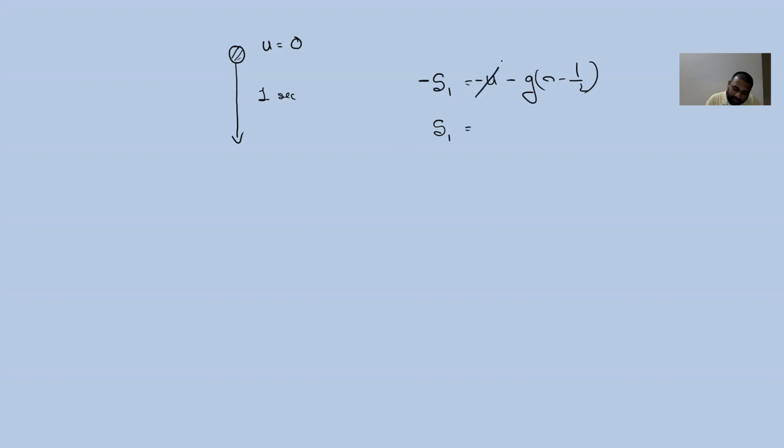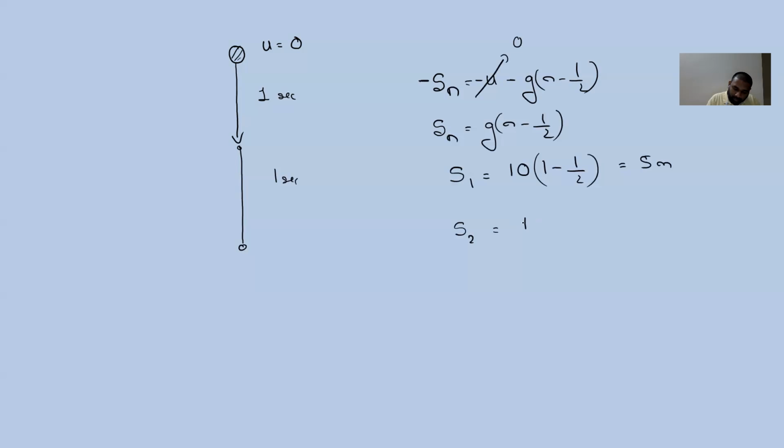So u is equal to 0, and s_n is equal to g into n minus half. So if we consider s1, this is nothing but 10 into 1 minus half. 1 minus half is half. This is going to be 5 meter. Same way, in the next 1 second, already we have seen all these before, this is going to be 15 meter. Then again, next 1 second, s3 is going to be 25 meter. So this is nothing but 1 into 5 meter, 3 into 5 meter, 5 into 5 meter.